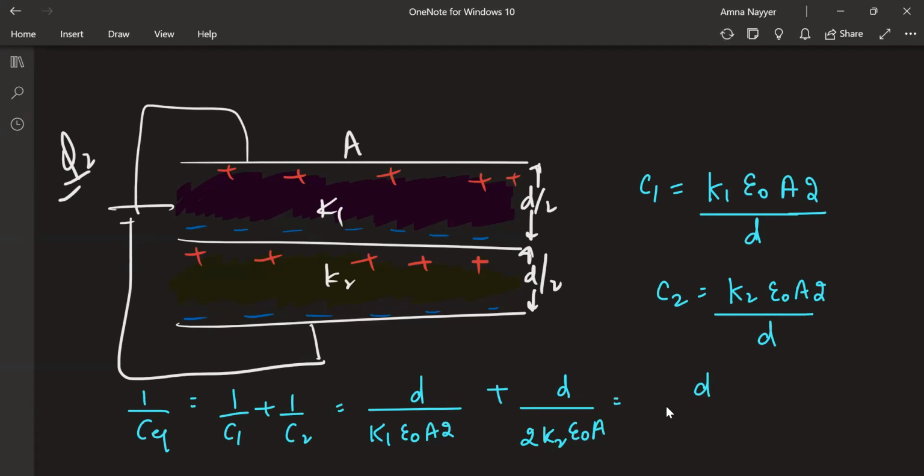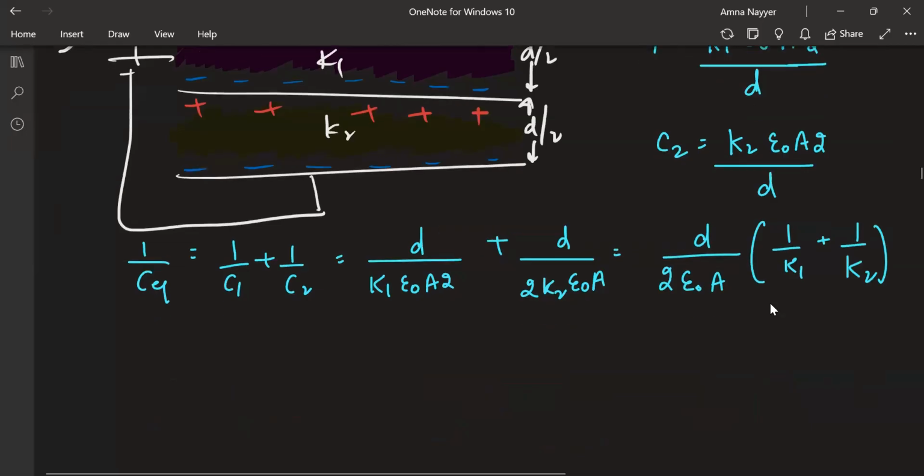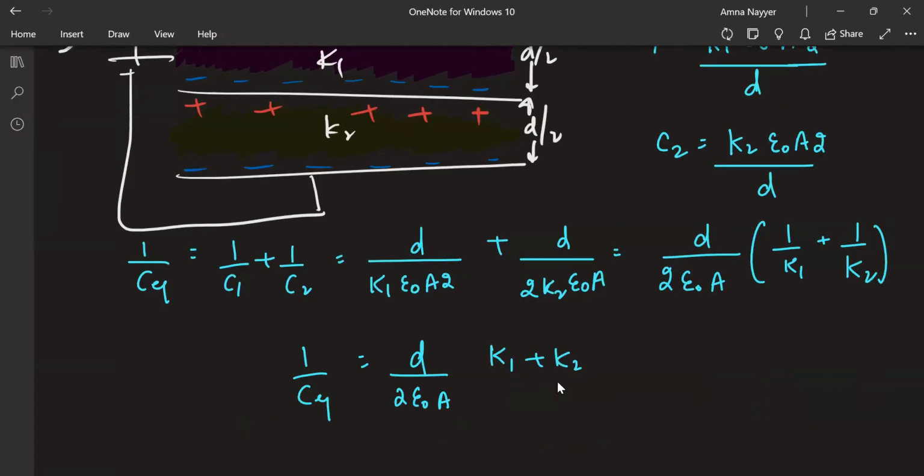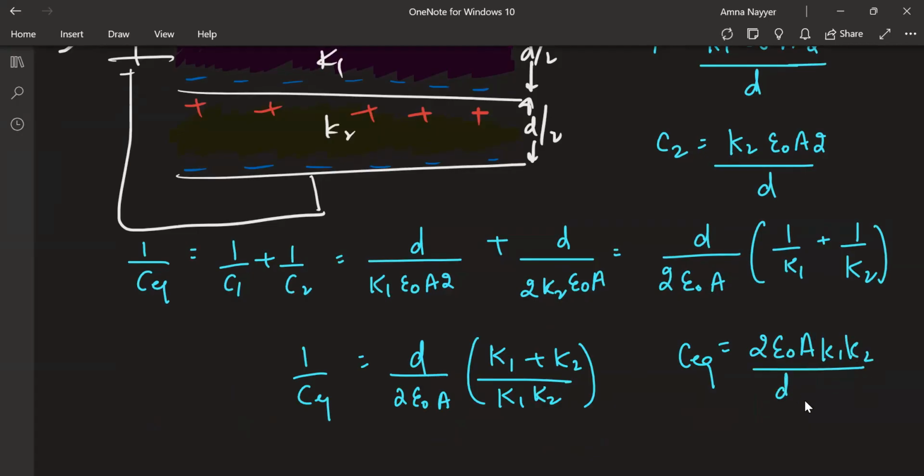We can take D by 2 epsilon naught A common and we'll be left with 1 by K1 plus 1 by K2. This is 1 by C equivalent. So 1 by C equivalent will be D by 2 epsilon naught A, and when I take the LCM, K1 plus K2 divided by K1 into K2. So C equivalent will be 2 epsilon naught A K1 K2 divided by D into K1 plus K2. Is that clear?